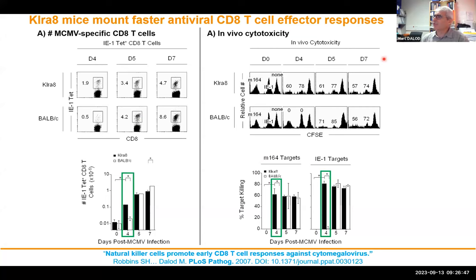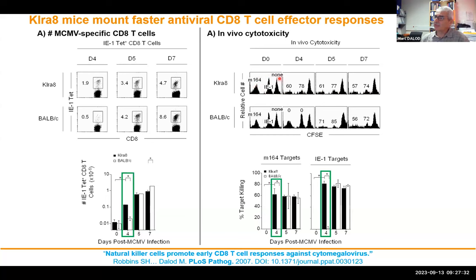So what we did is an in vivo cytotoxicity assay, where we injected splenocytes in recipient mice. These splenocytes were a mix of three populations: unpulsed splenocytes that have no reason to be recognized by the host CD8 T cells, and splenocytes pulsed with viral epitopes from the IE1 viral gene or the M164 gene that could be recognized by the antiviral CD8 T cells, and killed. The idea is that we inject equimolar quantities of these target cells in mice, and then we look over time during infection whether the cells that express viral peptides are killed preferentially as compared to the unpulsed cells.